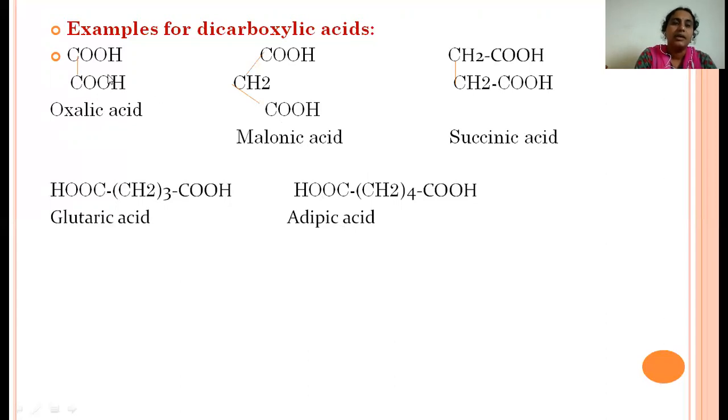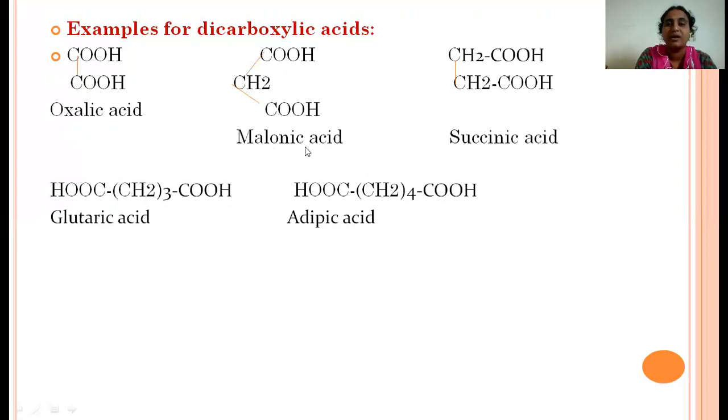So here two carboxylic acids which are directly connected is called oxalic acid, whereas two carboxylic acid groups separated by one carbon is called malonic acid. Two carboxylic acid groups separated by two carbons are called succinic acid. Two carboxylic acid groups separated by three carbons are called glutaric acid, whereas two carboxylic acid groups separated by four carbons are called adipic acid.